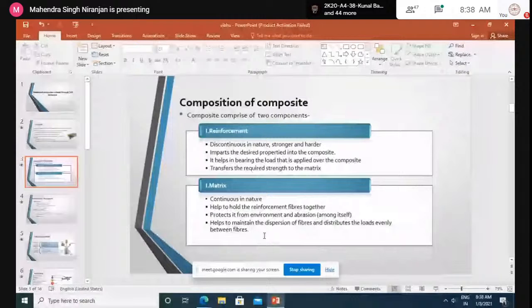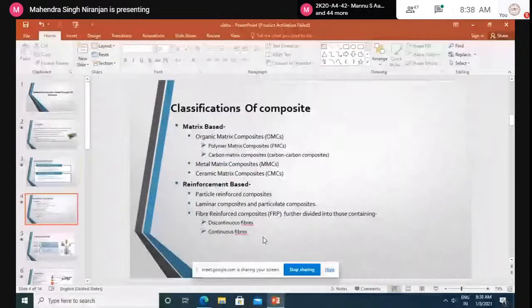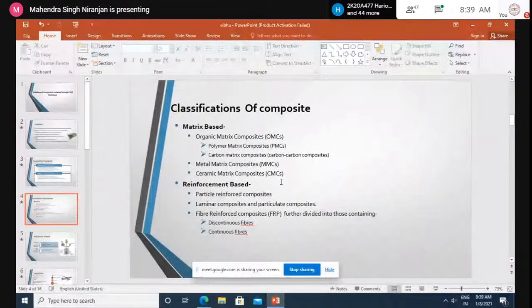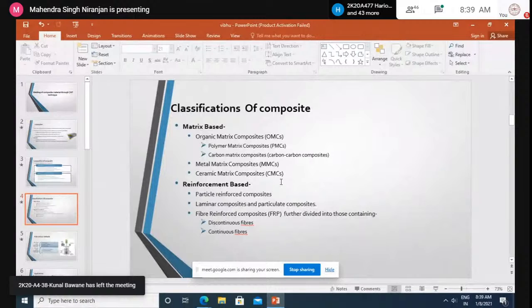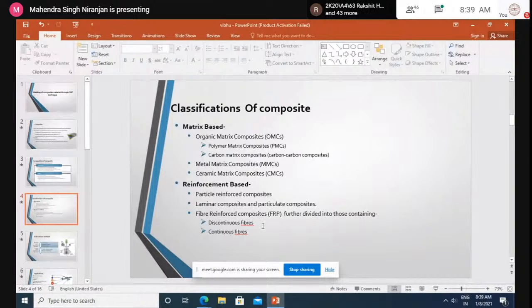So classification: matrix based or reinforcement based. It may be an organic matrix composite, polymer matrix composite, carbon matrix composite, metal matrix based composite, or ceramic based composite. So these are the different types of composites: matrix based and reinforcement based, particle reinforced composite, laminar composite and particulate composites, fiber reinforced composites (FRP), further divided into two categories: discontinuous fiber or continuous fiber composites.